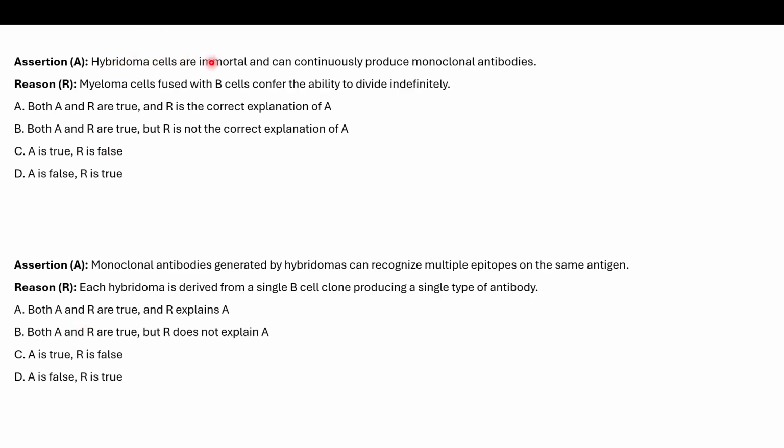Now, hybridoma cells are immortal and can continuously produce monoclonal antibodies. Myeloma cells fused with B cells confer the ability to divide indefinitely. Okay. So both these are actually true, and this reason is the correct explanation of the first statement. Okay. So next, the first statement is monoclonal antibodies generated by hybridomas can recognize multiple epitopes on the same antigen. This is false.